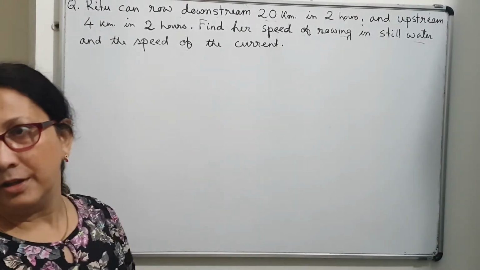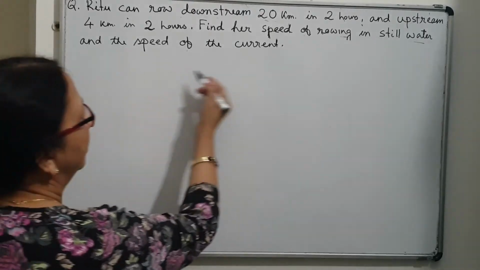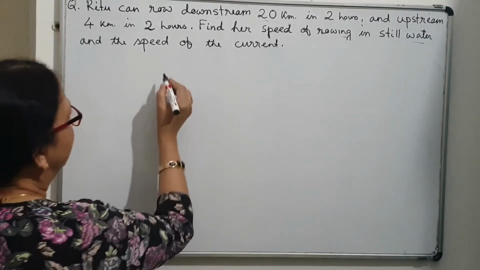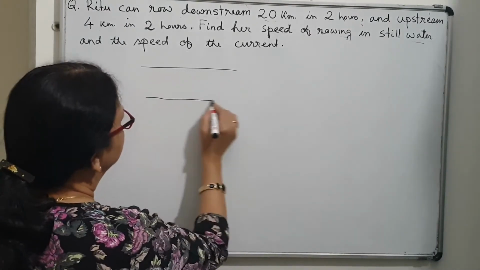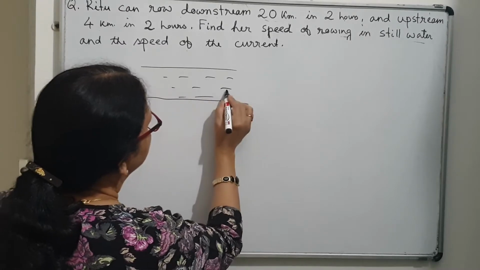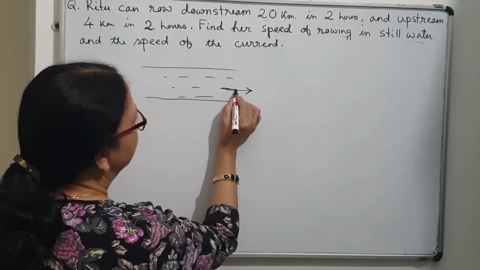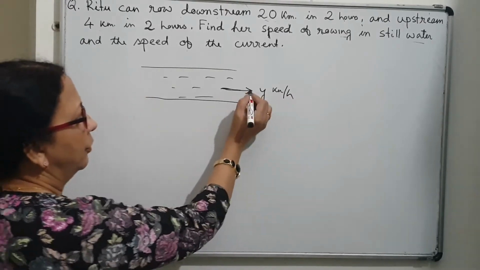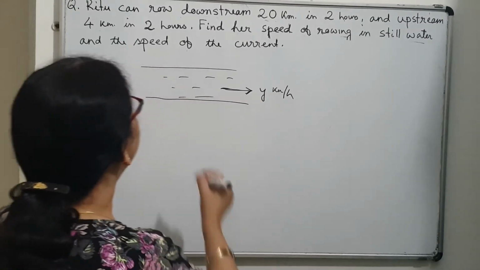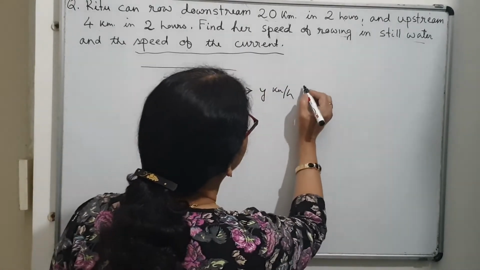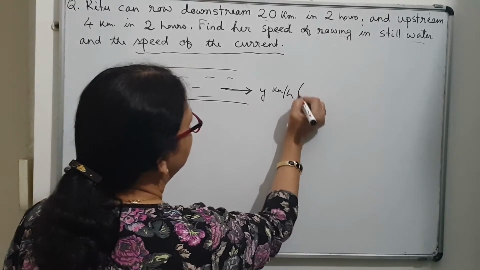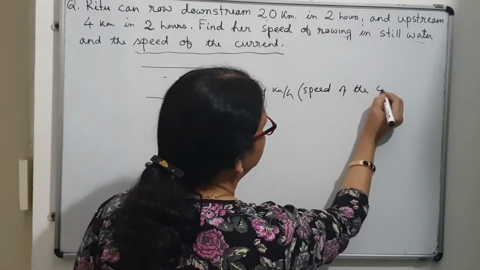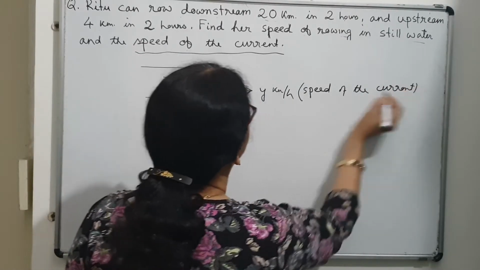So let's first understand what we mean by upstream and downstream. Suppose there is a river, and the water is flowing at a speed of say y km per hour. The flow of water is y km per hour, that is the speed of the current. So we have taken this as the speed of the current.